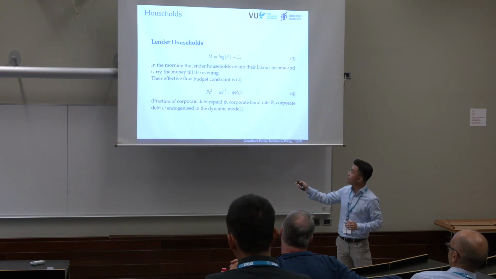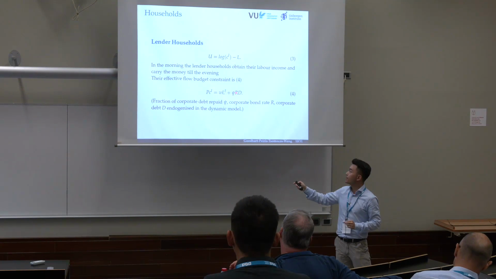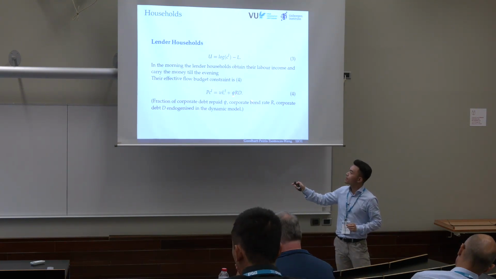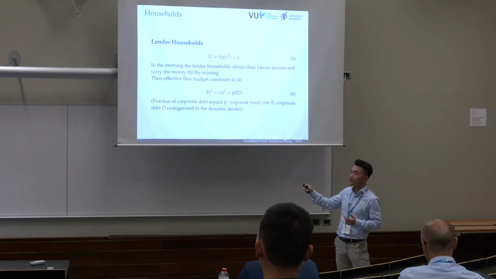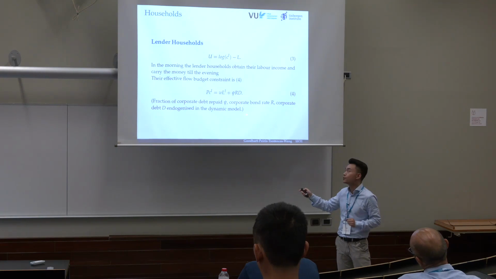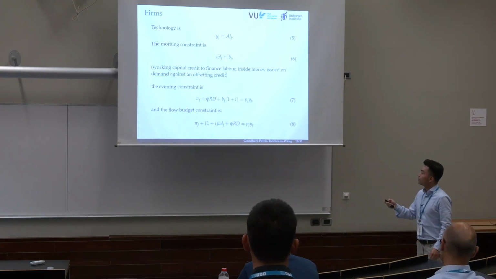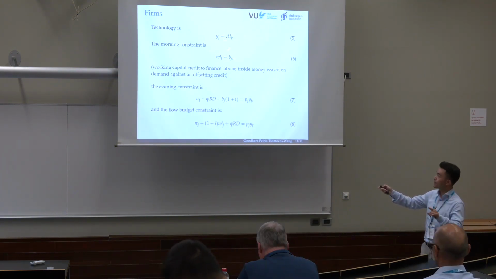D is the level of legacy corporate debt. R is the corporate bond rate, the gross interest rate, and psi is the fraction of the corporate debt repaid. All of these terms are taken as exogenous and will be endogenized later on. The firms are owned by their owner households. It's a very simple production function.